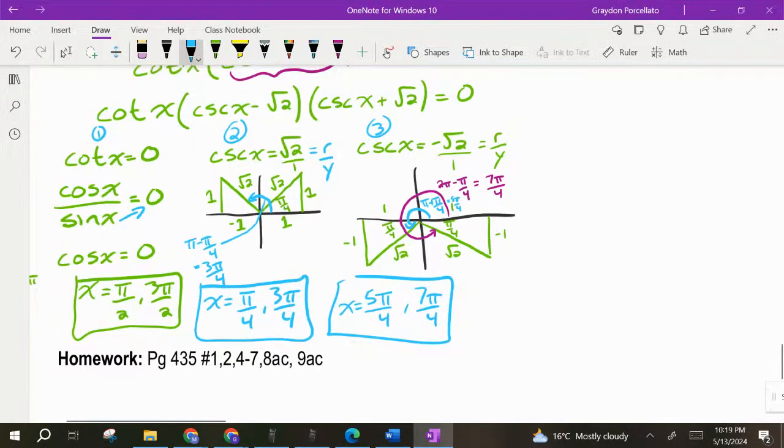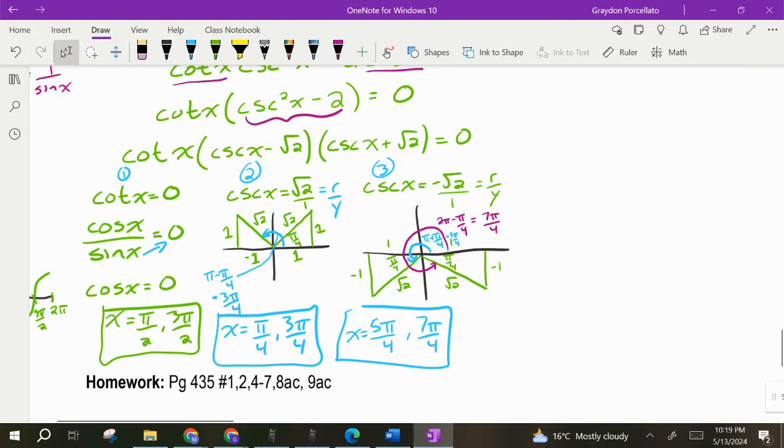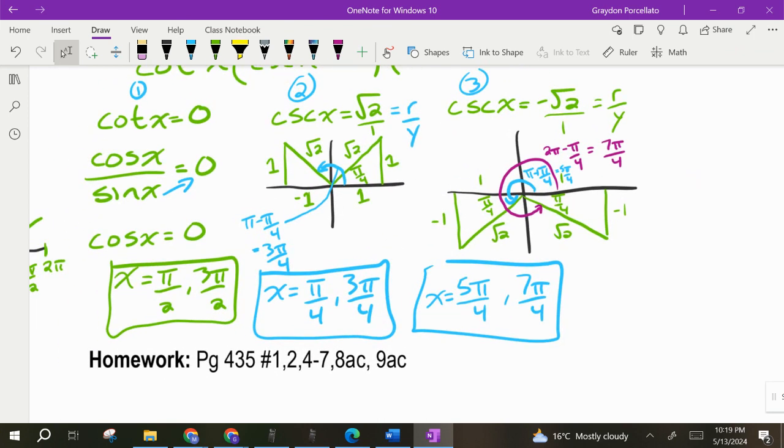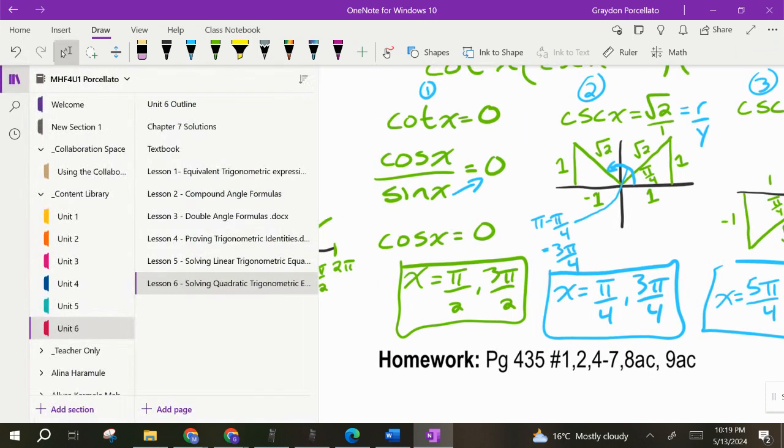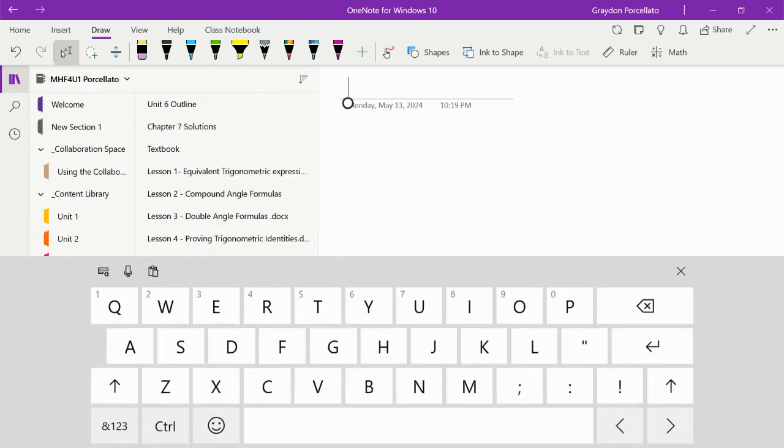And so in this question, I end up with 6 solutions. Again, I can't stress enough that solving those linear ones is going to be really important. So you can try out those questions. I am going to write up right now a test breakdown for you.